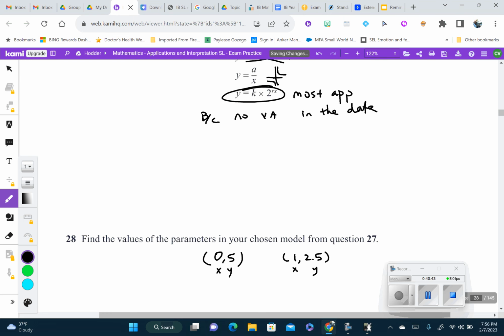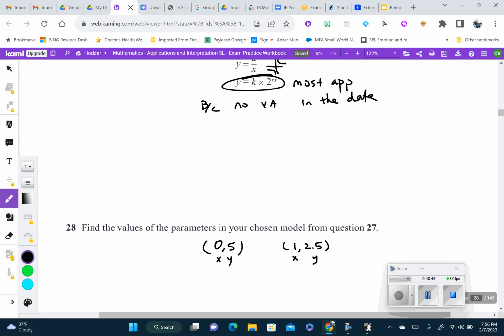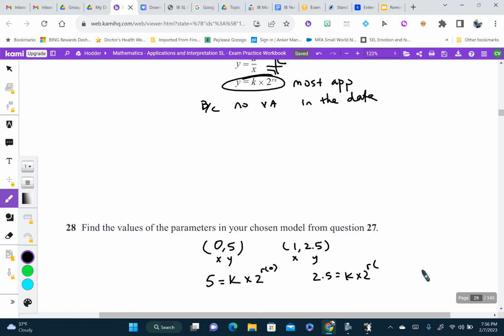So I have y equals, right? So 5 equals k times 2 to the r x, and our x in this first case is 0, so times 0. Then I'm going to do the same thing here. I get 2.5 is equal to k times 2 to the r times our x, which is 1. Okay, so I'm going to simplify this real quick.